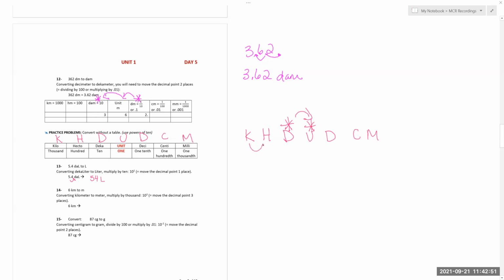Kilometer to meters would be 1, 2, 3. U stands for the unit. So I would move that 6, 1, 2, 3, 1, 2, 3 to get meters. And then finally, I'm going to write it out again. If I want to go centigrams to grams, the U again is the unit. So it's all of those. 1, 2, 1, 2. So it's 0.87 grams.